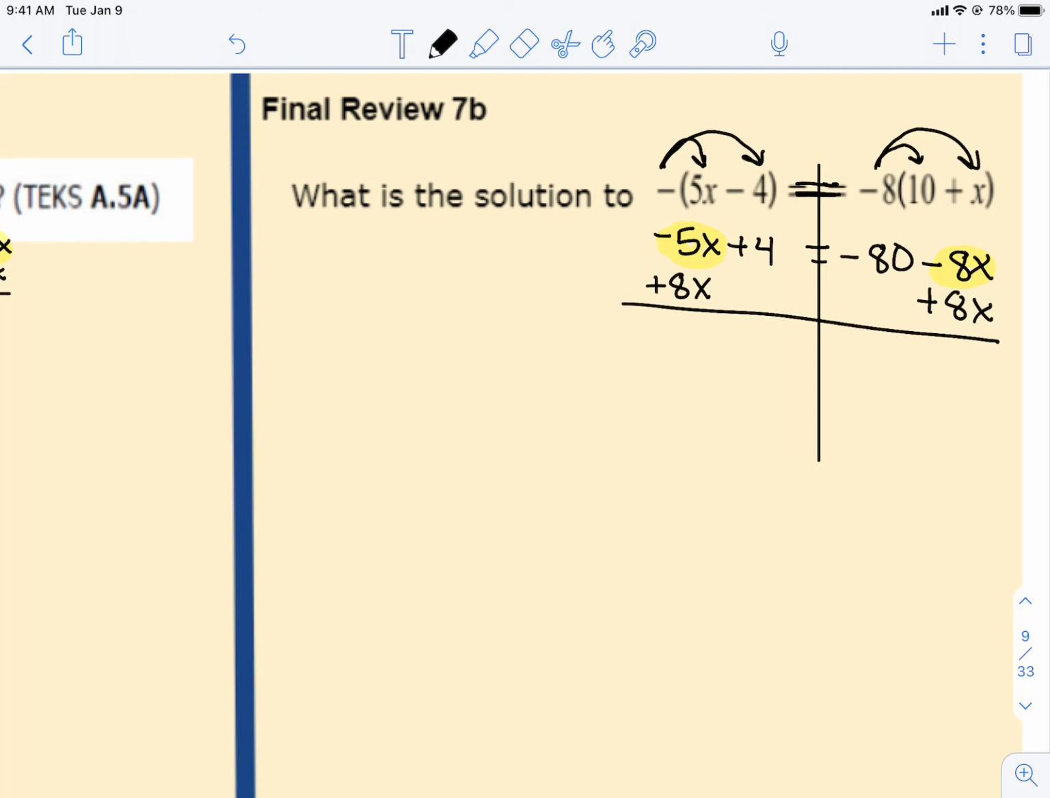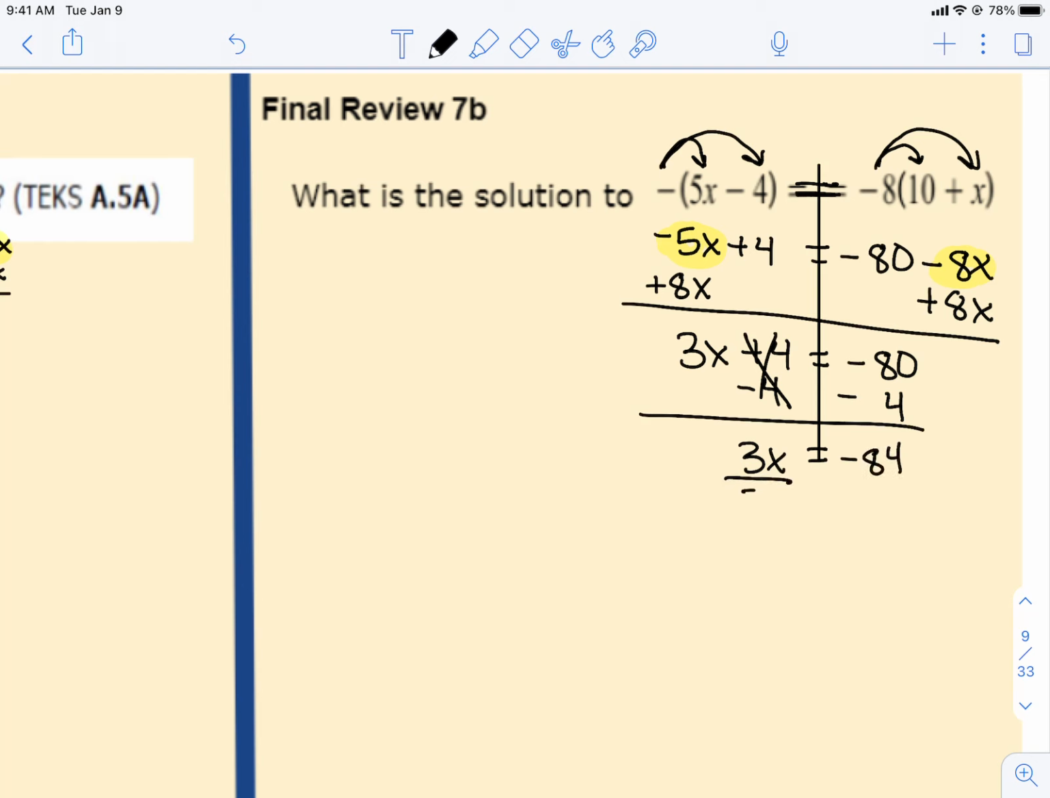When I do that, I get 3x plus 4 equals a negative 80. And then I want to get x by itself, so I have to subtract 4 from both sides, which gives me 3x equals a negative 84. I divide both sides by 3, and x equals, let's see, I'm going to use my calculator, negative 84 divided by 3, negative 28.